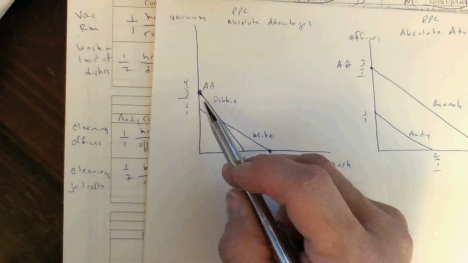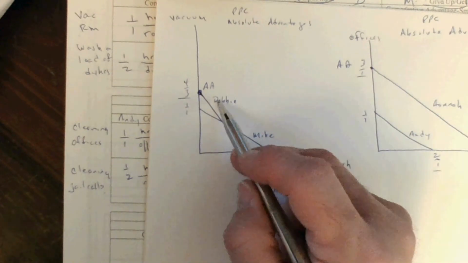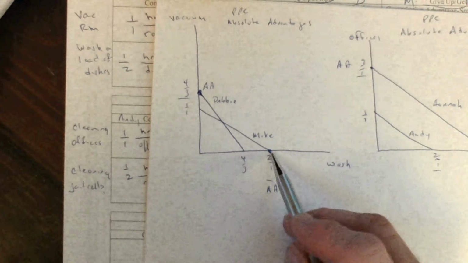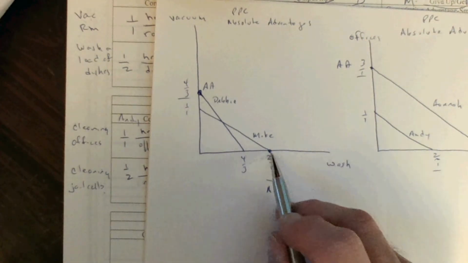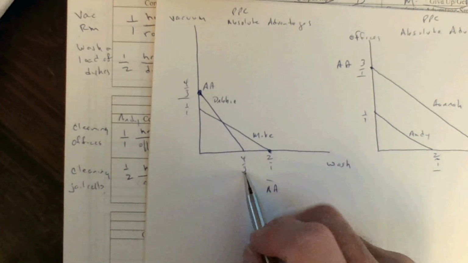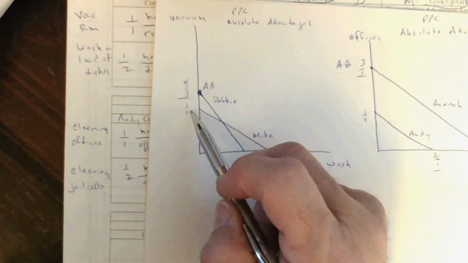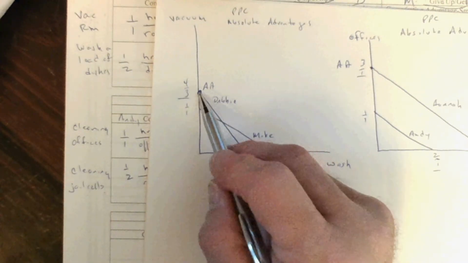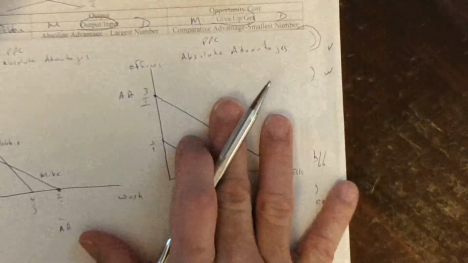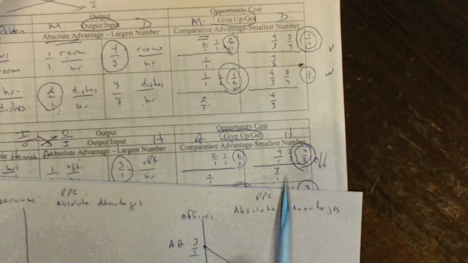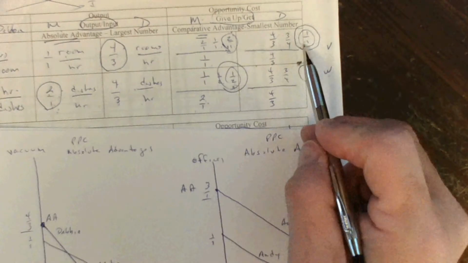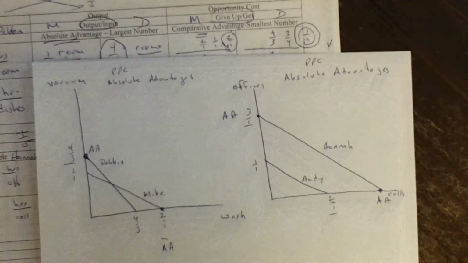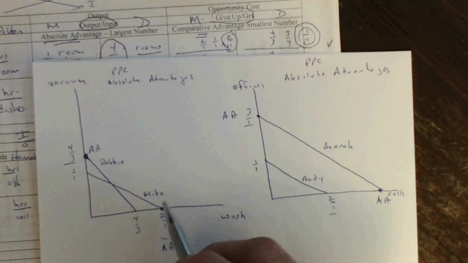So you can see from this that Debbie had an absolute advantage in terms of vacuuming rooms, but Mike had the absolute advantage in terms of washing dishes, 2/1 compared to 4/3, and for her 4/3 compared to 1/1. Now, it turns out in this problem that the person with the absolute advantage also had the comparative advantage, that Debbie was going to be vacuuming rooms and Mike was going to be washing dishes. But that's not always the case.